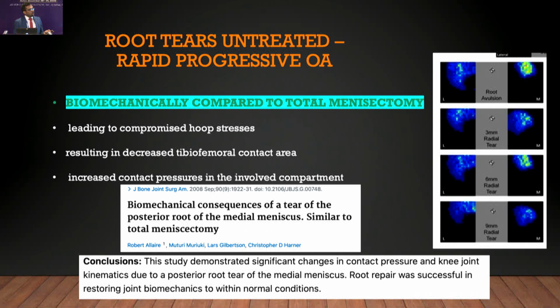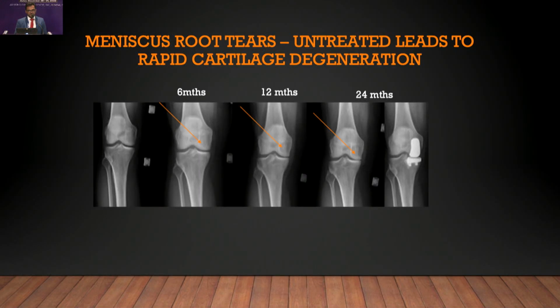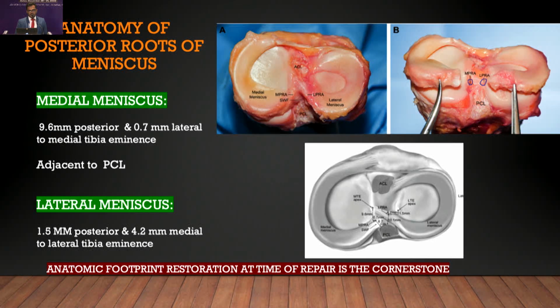So you can see how after the tear, the contact pressures in the tibiofemoral joint increase in these scanning studies. This is a typical history of a meniscus root tear which goes untreated, leading to rapid degeneration of the cartilage, and within 24 months the patient lands into a UKR.